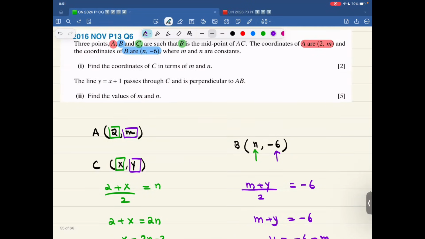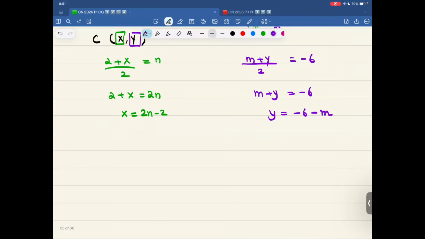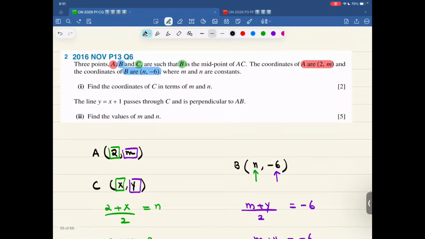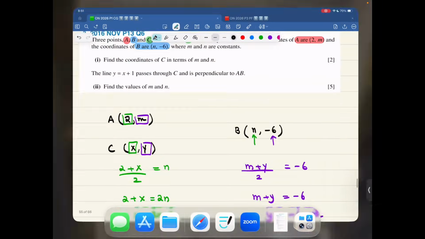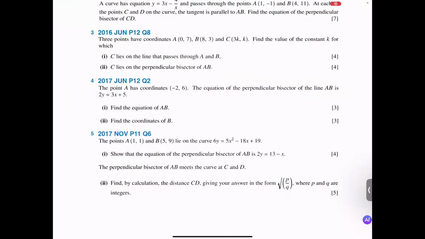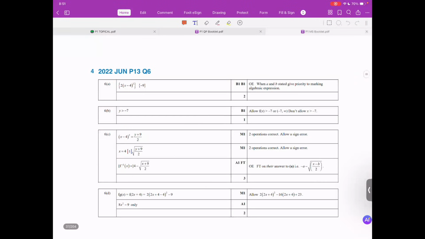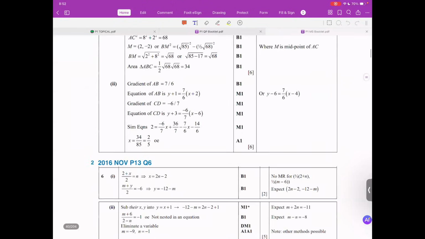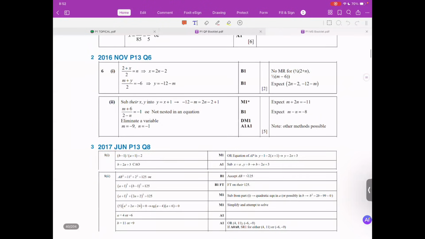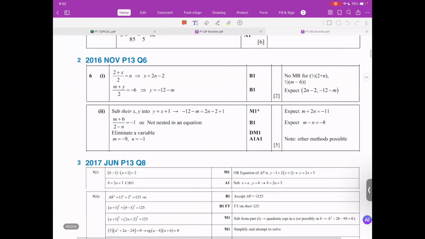In other words, they're asking the coordinates of C. The coordinate of C is x comma y. So x is 2n minus 2 and y is negative 6, negative m. Now, let me go to the mark scheme for finding coordinates, question number 2. That is over here.